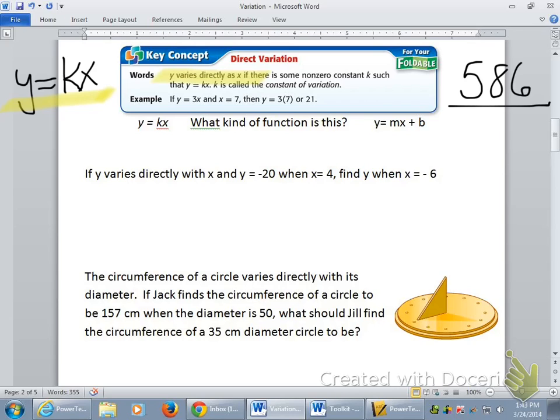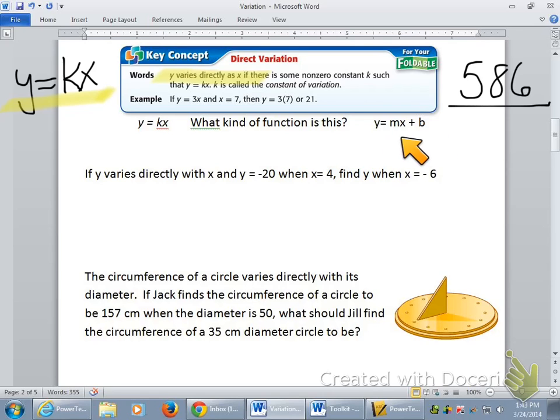It's never given to you in a problem, ever. So you will almost always have to find k first and then use that k throughout the rest of the problem. So this is definitely a multiple step problem. I want you to notice a couple things first off.